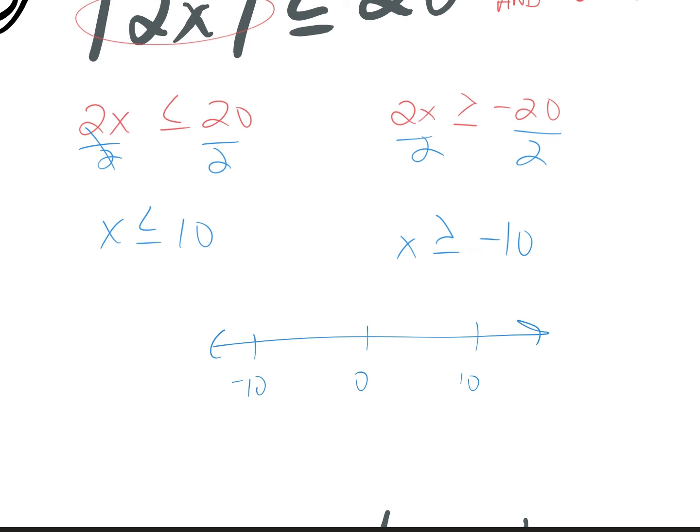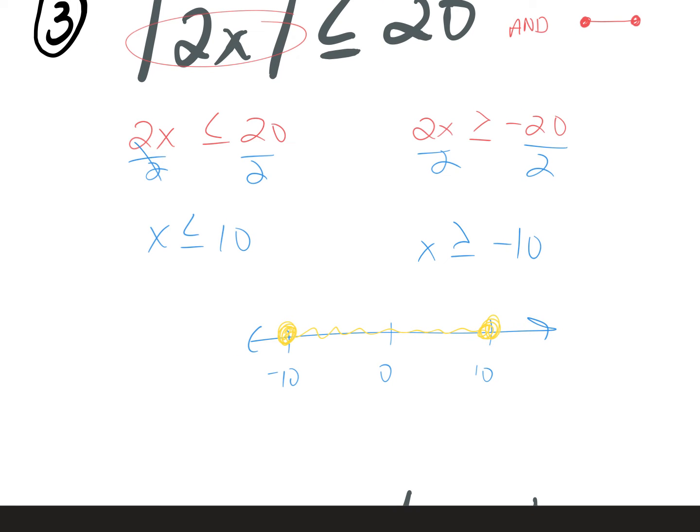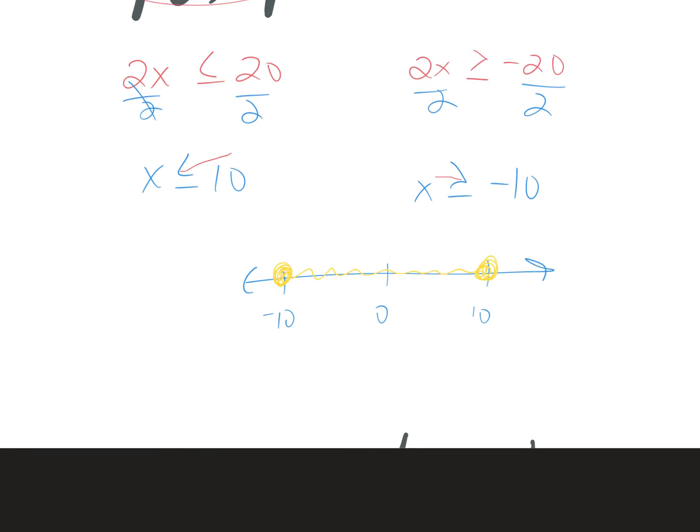I have closed or open circles? Closed. Where am I coloring? In between. So check. From positive 10, I should have colored which direction? Left. Good. Did we? Yeah. From negative 10, I should have colored which way? To the right. Did I? Yeah. Okay, we're good. So what is our interval notation?